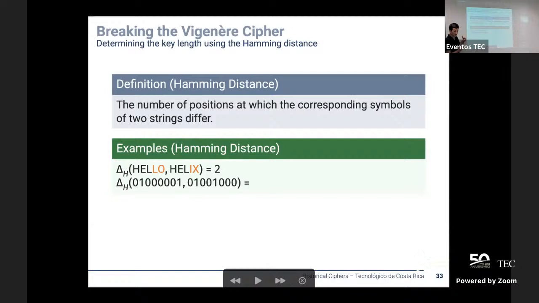Often in computers we just use binary data, so the Hamming distance is often computed on binary data. And well, here there are also just two things different. And if you think about it, there's also another term which is called the Hamming weight, which is basically just the number of ones that you have in a bit or in a byte.